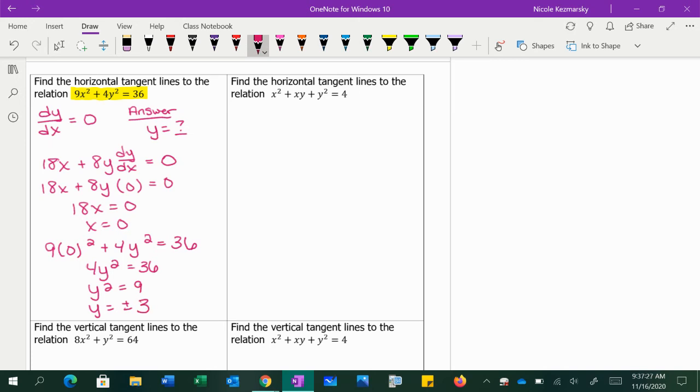And don't forget that plus or minus, because what we're doing is we're taking the square root of both sides of that equation. And when you take the square root as you're solving, you have to put plus or minus in front of your answer.